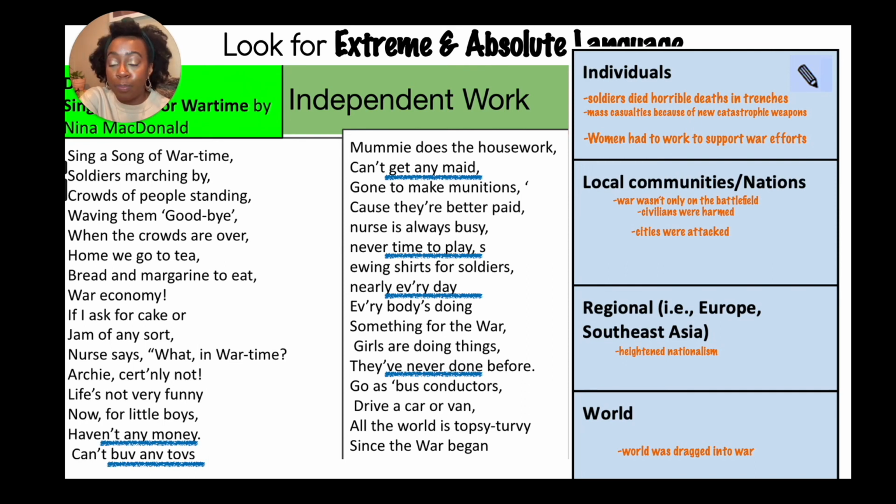We see that women were taking care of the homes, but then also going to work, which was not common at that time. For local communities and nations, we see mass mobilization of soldiers. And then industries had to create war goods instead of consumer products. We see in the text it's saying that women had to sew shirts for soldiers. So instead of producing product for people at home, they had to produce products for people in the war.